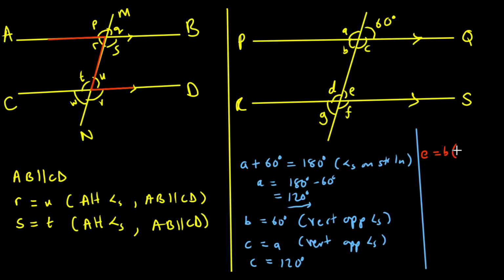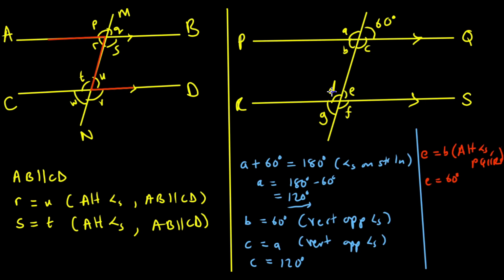Why? What's the reason? The reason is because they are alternate angles, because PQ is parallel to RS. We need to show that, then we close the bracket. Then our E is equal to, thank God we had already calculated this. B is 60, so I'm just going to say E is equal to 60 degrees.